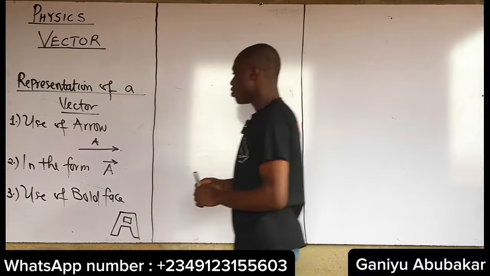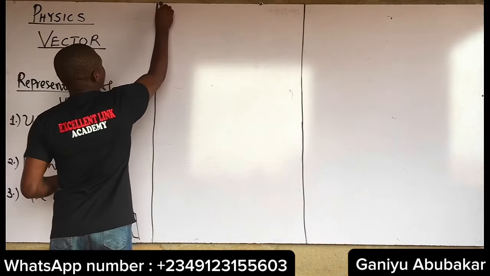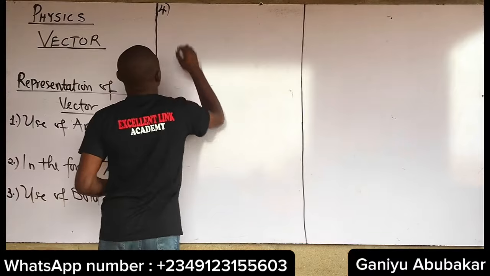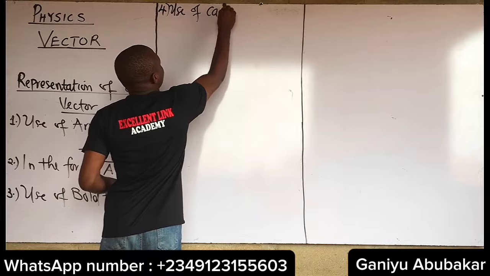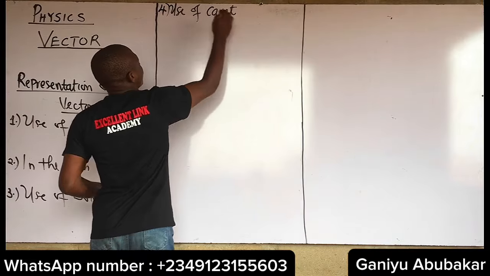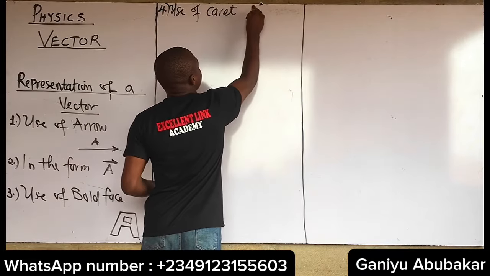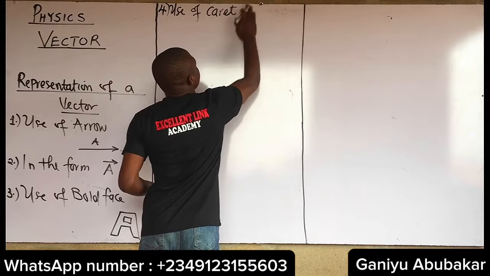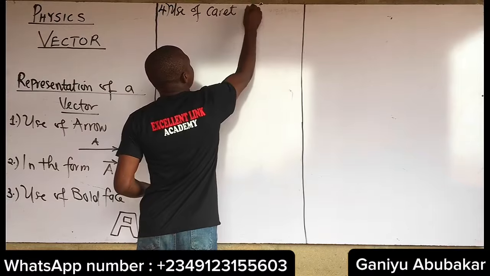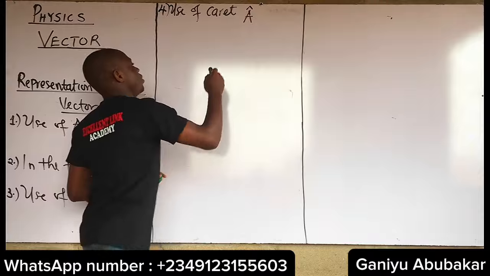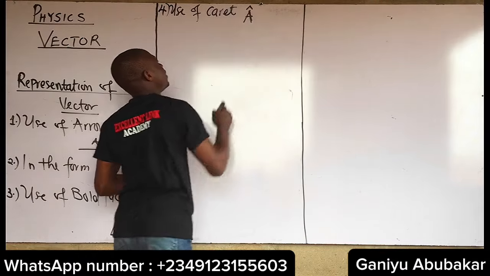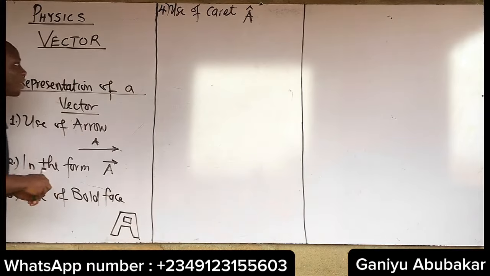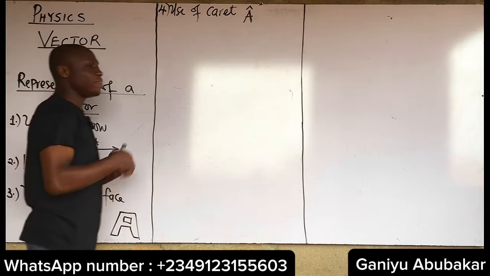All right, let's discuss the fourth representation of a vector, known as the use of caret. The use of caret, as in this case. So this means a caret, something of this nature, right? This means vector A caret, right? So these are the four distinct ways of representing a vector.